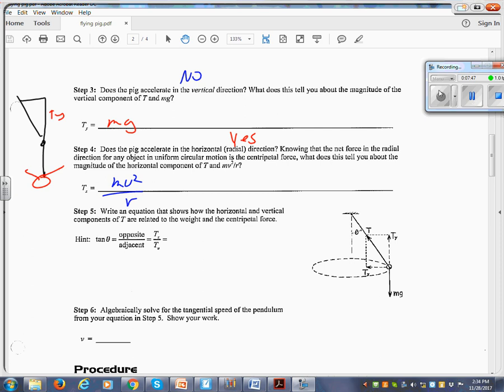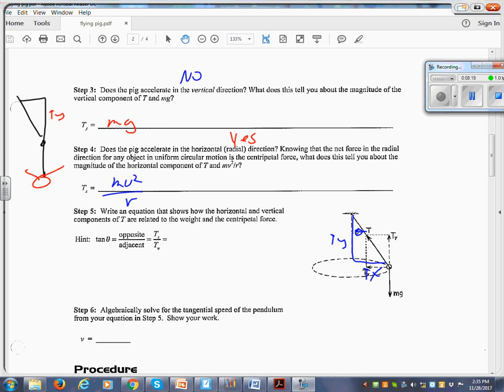So step 5 says, write an equation that shows how the horizontal and vertical components of T are related to the weight and the centripetal force. They give you a very strong hint because it's kind of confusing. Hint, tan theta is equal to opposite over adjacent. Well, if this is our theta, and this is Tx and this is Ty, opposite theta is our Tx, adjacent to our theta is our Ty. This is Tx over Ty. Do you guys have that? It's just really, really tiny, right?